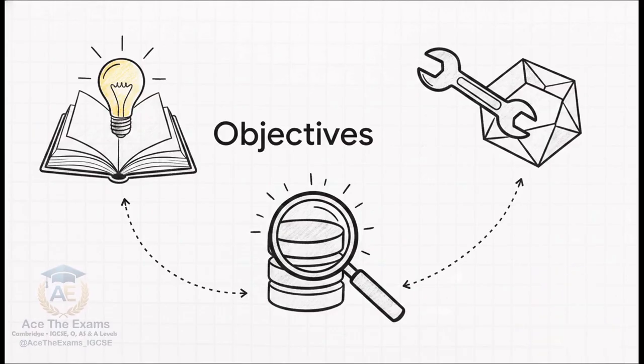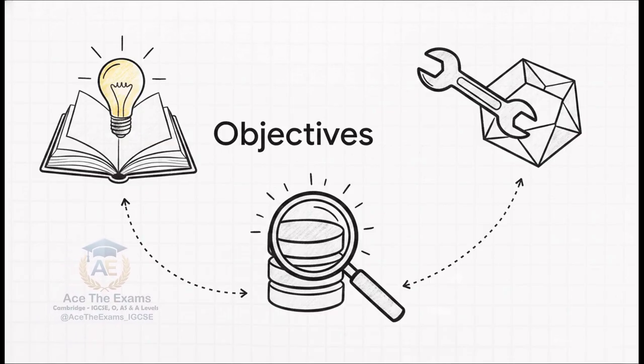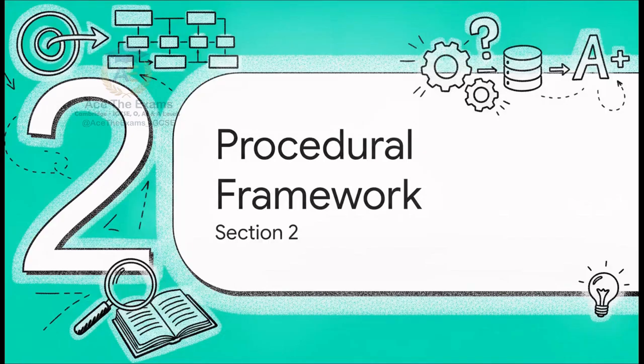Examiners frequently note in their reports that candidates who can reference cross-topic connections achieve significantly higher marks. What does that mean? It means linking a complex query back to the underlying data types or explaining how a nested query relies on the specific relational database structure. You have to connect the dots. Which brings us to Section 2, the procedural framework.